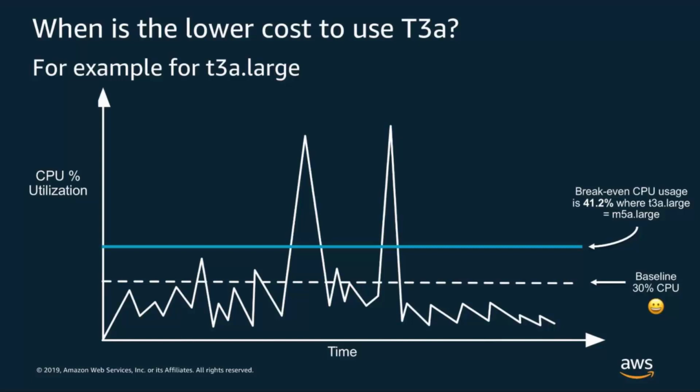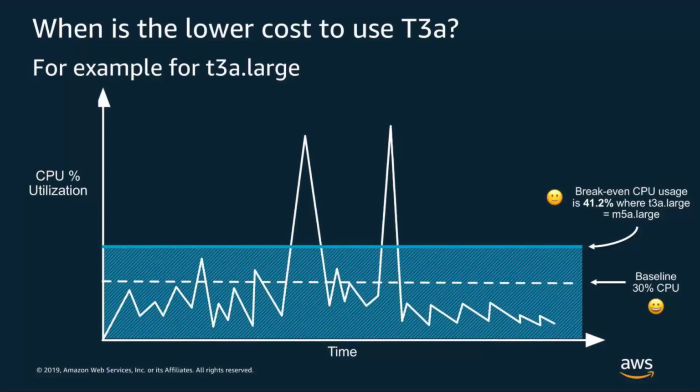So as your CPU usage increases, your break-even point, typically we talk about break-even as when does the T3a large become the same price as an M5a large. For the case of T3a and M5a, that would be roughly 41.2%. So if you're operating within 41.2 or lower on average CPU utilization, you're typically pretty happy. Either you're saving money or you're not spending any more money than you would if you used an M5a large for this example.